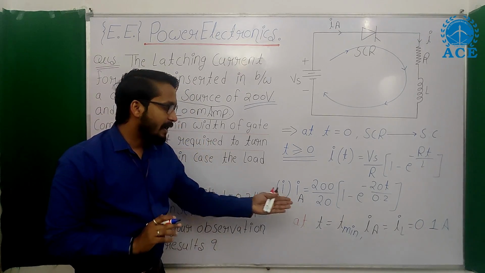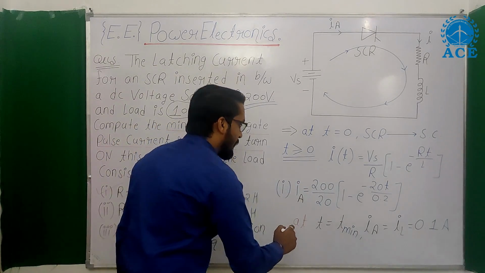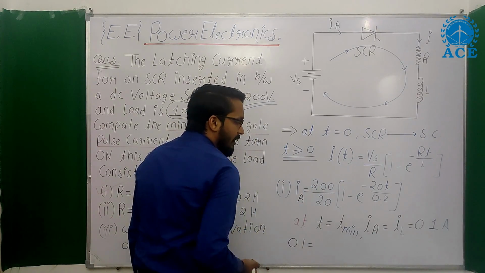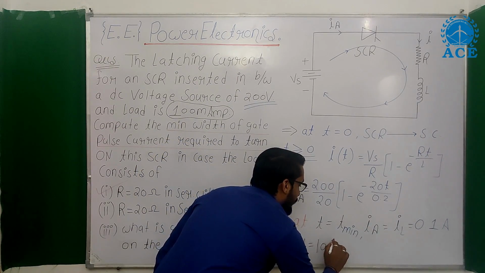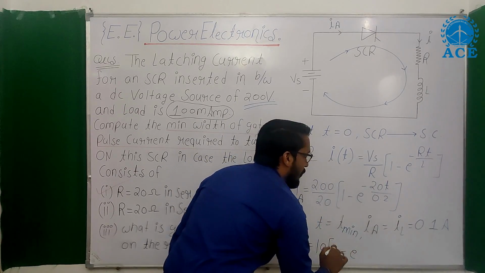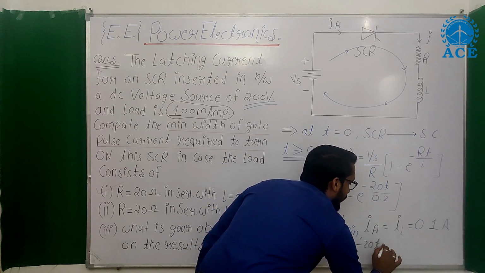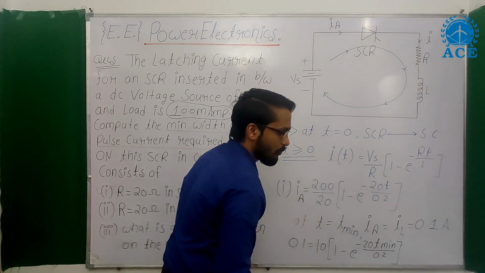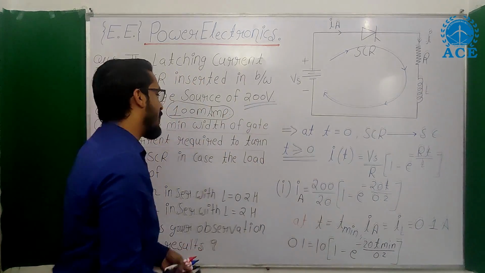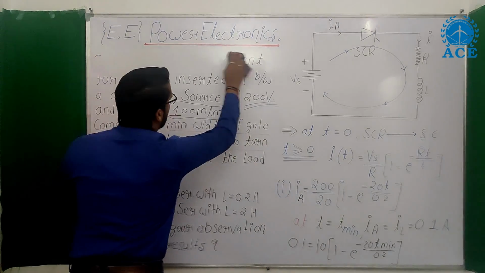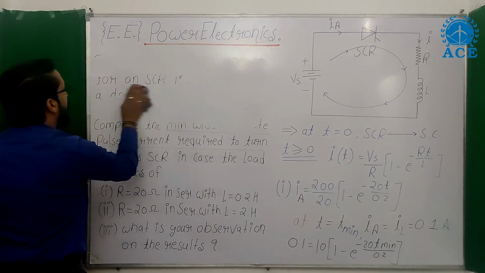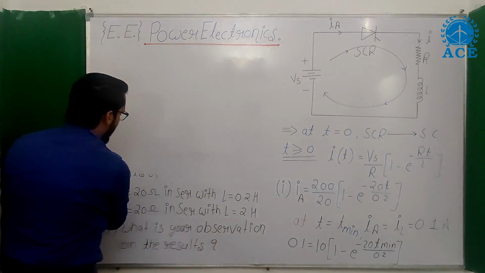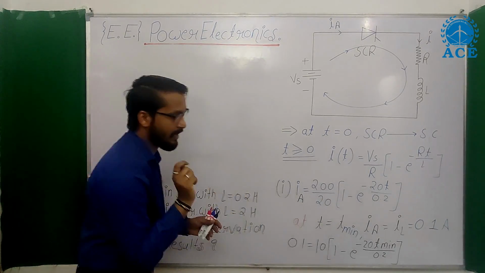So here the equation will become 0.1 equal to 200 by 20, which means 10, in bracket 1 minus e power minus 20 t minimum, divided by 0.2. We can use our calculator and get the value of t minimum, because it is a single equation with a single unknown. You can use your calculator and calculate the magnitude.